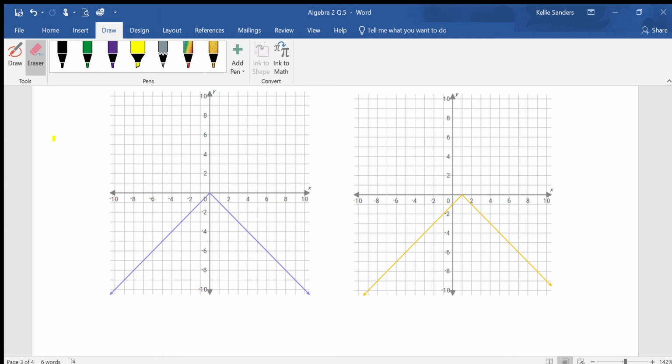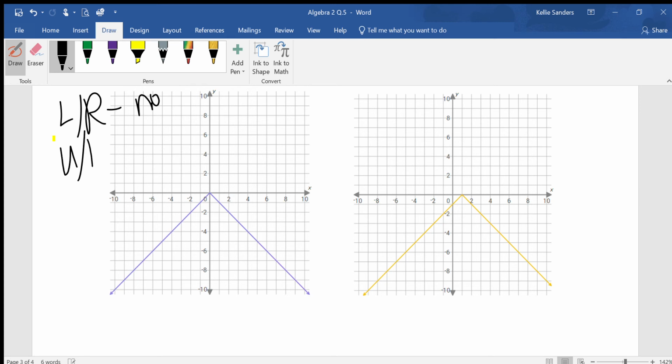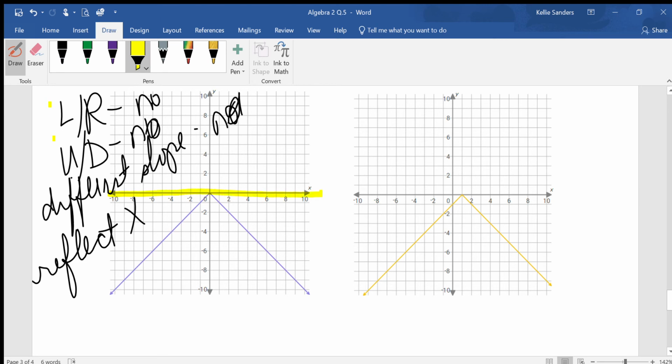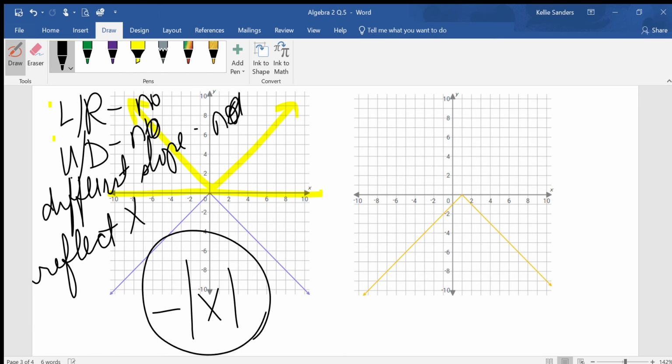So basically what's happening is, was it shifted left or right? No. Was it shifted up or down? No. Different slope? No. Well, what happened? It reflected the x-axis. Why did it reflect the x-axis? Because this is the x-axis, and normally it would be right here, and it was flipped upside down. So what is the equation going to look like if that happens? The negative is going to be on the outside.